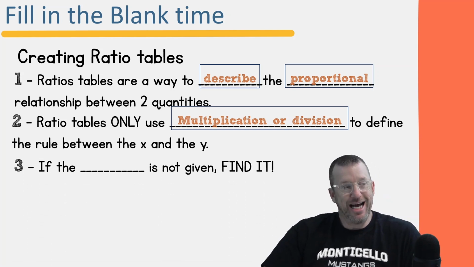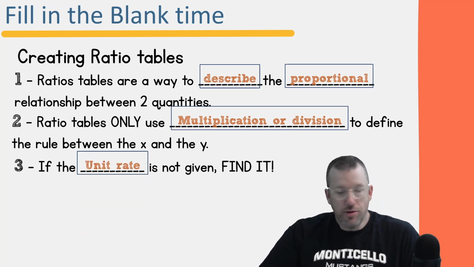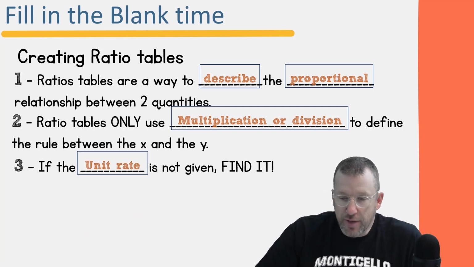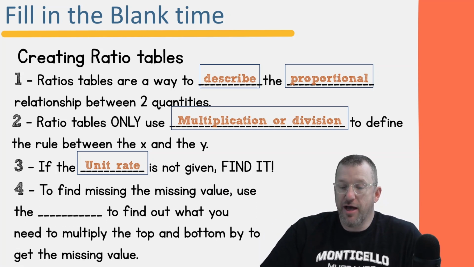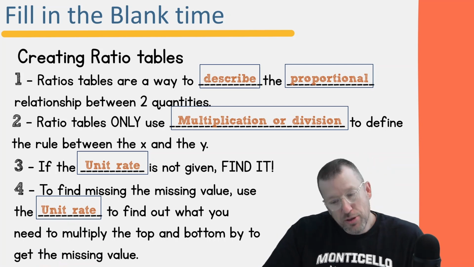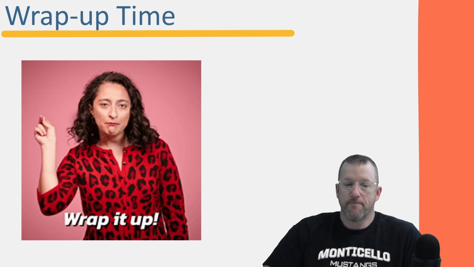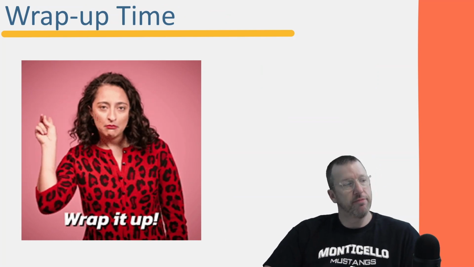If the unit rate is not given, find it. I mean, I sang this song to you. Get that unit rate. Boom, boom. All right, and finally, to find the missing value, use the unit rate. It just makes life so much easier. Okay? All right, I think you're ready to rock and roll. Go create some ratio tables.